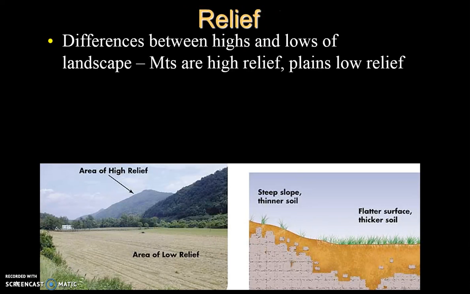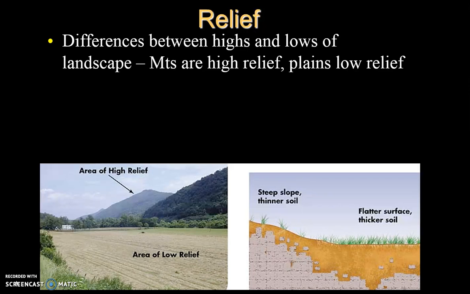Now, the fourth factor is going to be relief. Relief is basically identifying the differences between highs and lows in the landscape. So we often refer to mountains as having a high relief, and a flat area, valleys, and plains as an area of low relief.